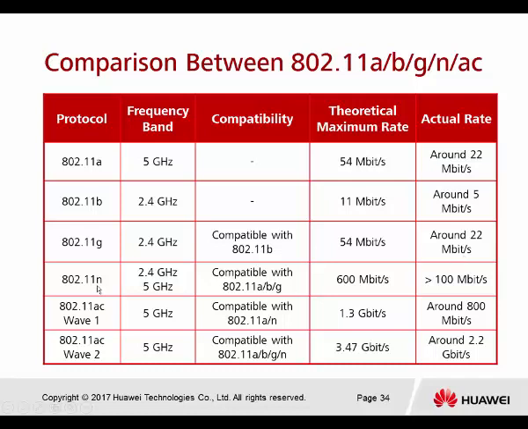For N, when using the product, 802.11n, we check the theoretical rate, it can go up to 600 megabit per second. But in fact, the actual rate we only get is around 100 meg, maybe slightly more than that. Then the AC Wave 1 can go up to 1.3, actual rate is only 800 megabit per second. For Wave 2, it is 3.47, actual rate is up to around 2.2 gigabit per second.